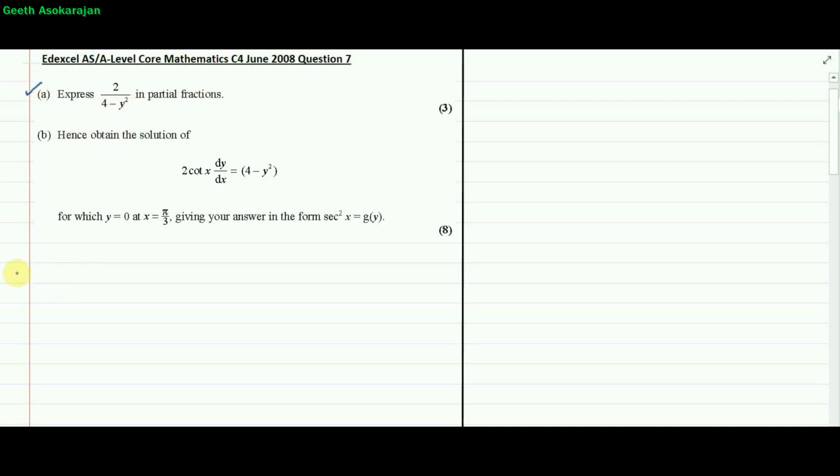So let's try part A over here. We need to express 2 over 4 minus y squared in partial fractions. Now looking at the denominator, 4 minus y squared, I can write 4 as 2 squared, so 2 squared minus y squared is a difference of two squares. Since it is a difference of two squares, I can write that as 2 minus y into 2 plus y.